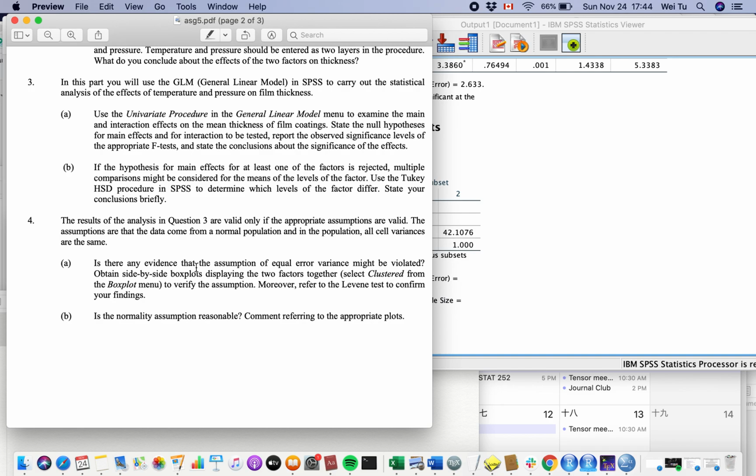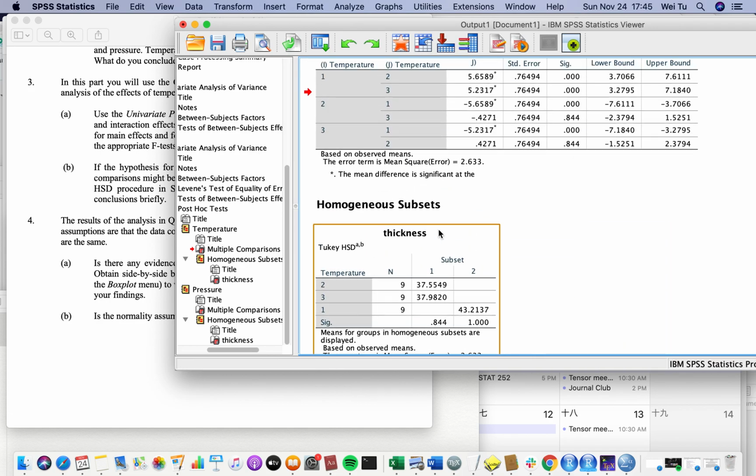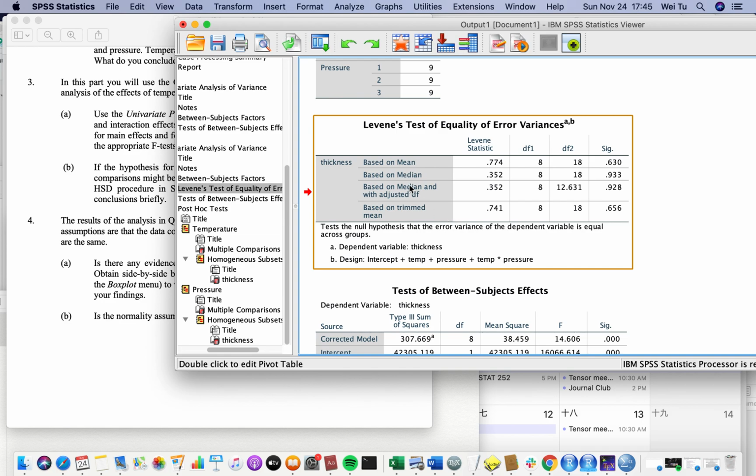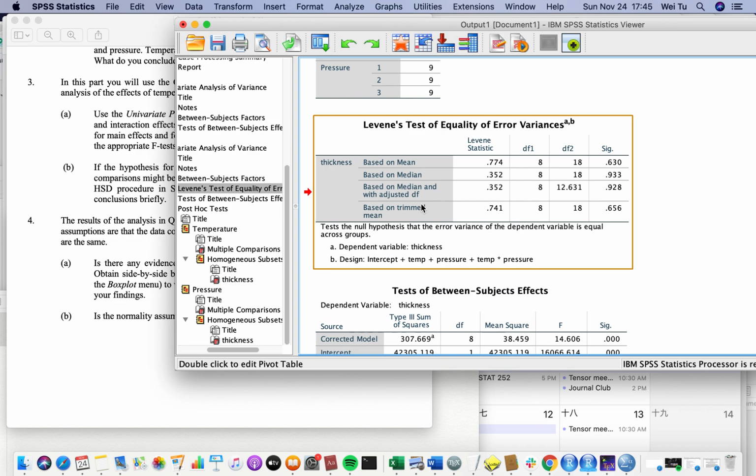For 4a, we're looking for the equivariance assumption. How do we check this? We said you can use Levene's test, right? And you can also use the box plot. Box plot is just like a quick way to look at that. So for Levene's test, we have the table here. Use any of these, I would say usually based on the mean, but usually they give you very similar results. For example, based on the mean, we have a large p-value, which means that we're not rejecting the hypothesis that they have the same variance, which means it's satisfied. So there's no concern for violation of equivariance based on the results of Levene's test.